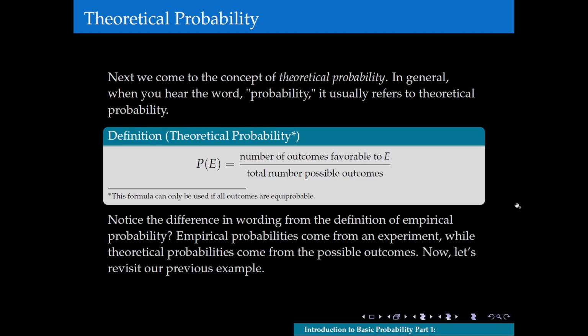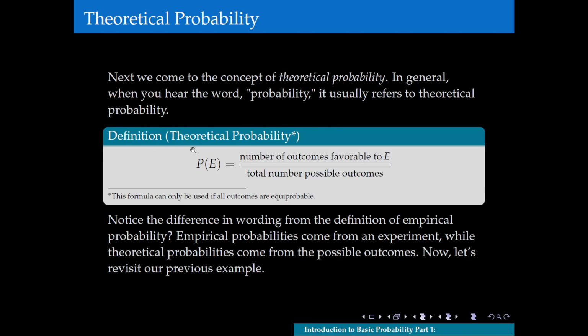Now let's consider theoretical probability. In general, when you hear people use the word probability, whether it's in a course, in the real world, in news articles, on the radio, or on television, usually we're talking about theoretical probability. Theoretical probability doesn't require an experiment, and doesn't require that we observe frequencies. We simply compute the number of possible outcomes versus the number of what we consider favorable outcomes.